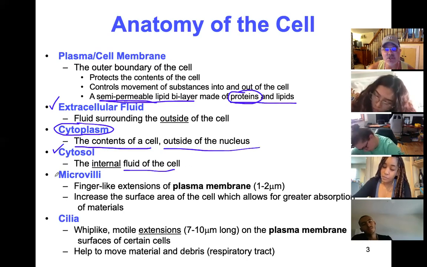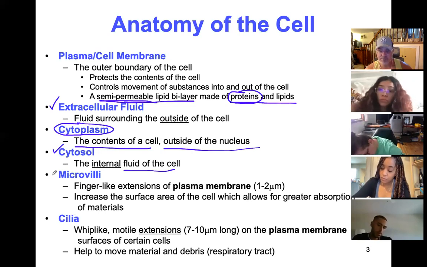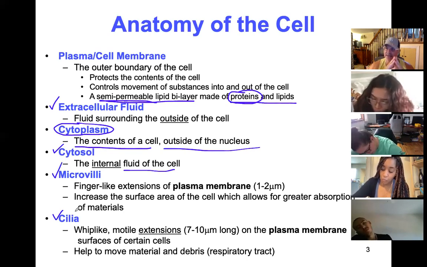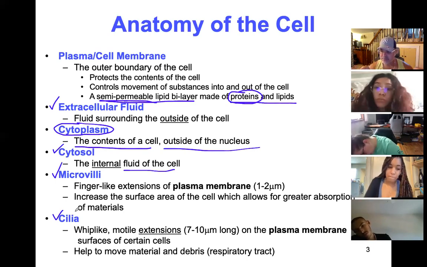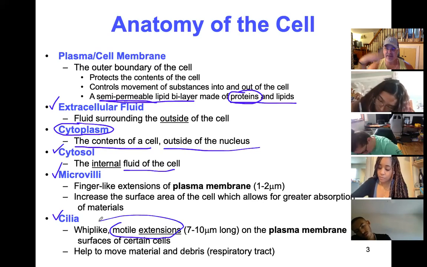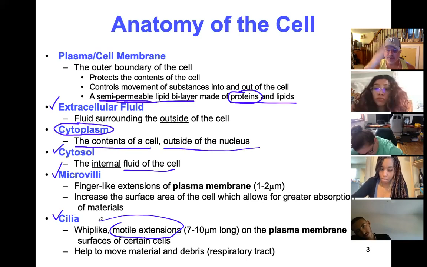Now we have these structures that we can find on the cell wall, and they're called cilia and microvilli. Of the two, they're really like finger-like or hair-like extensions that come off the cell membrane. And the cilia are larger, and they're motile extensions, meaning they move and they can whip around like this. And they help to move the cell or to help move certain material throughout the cell.